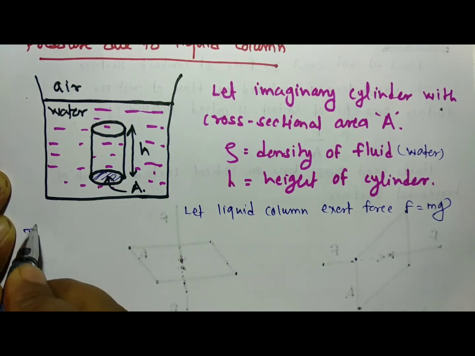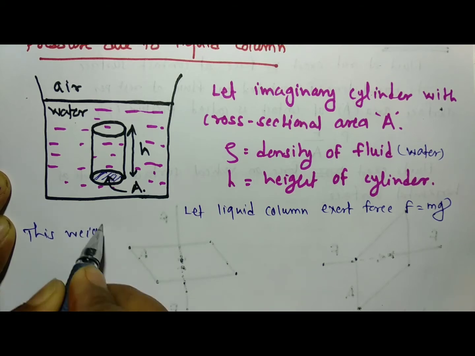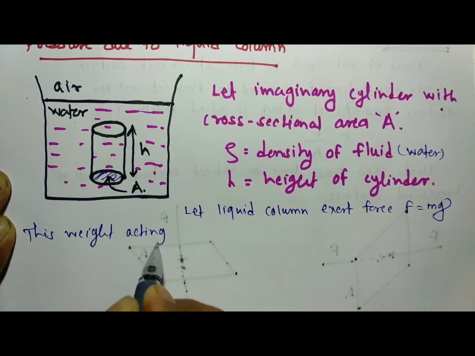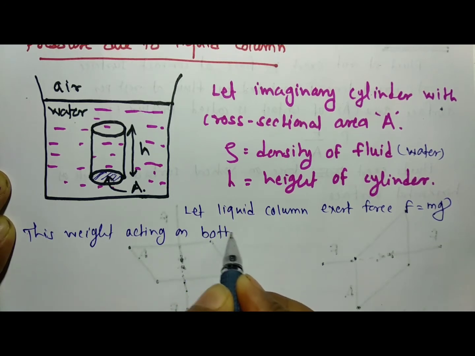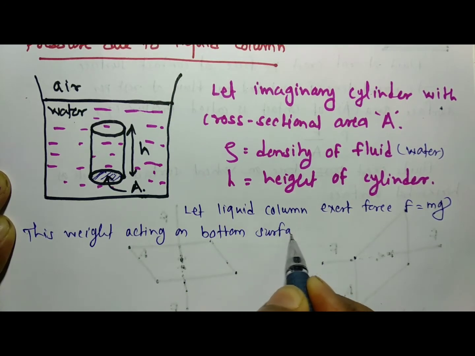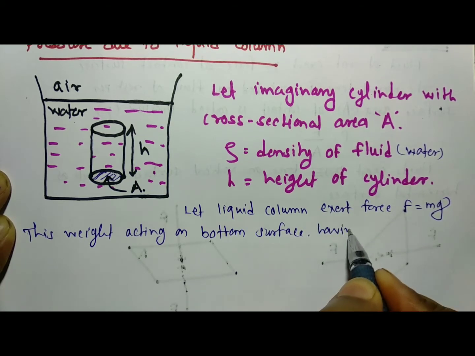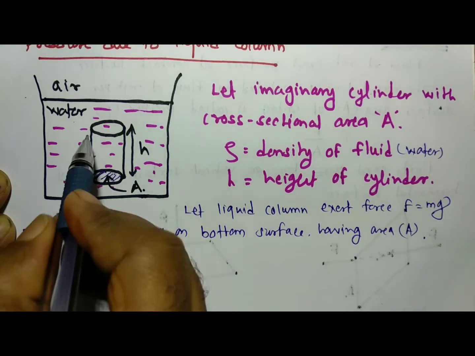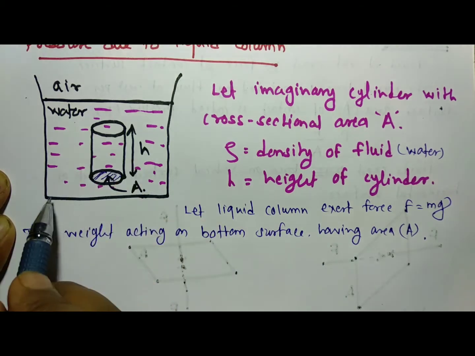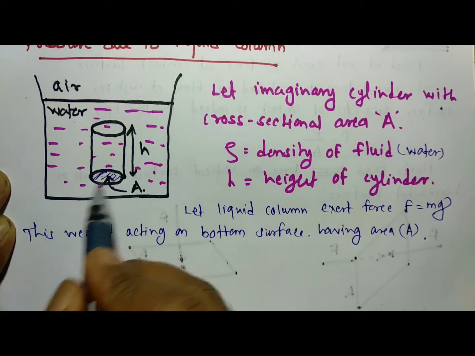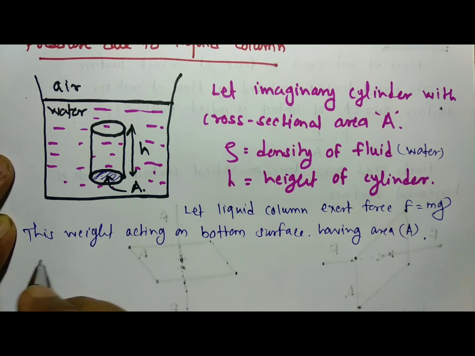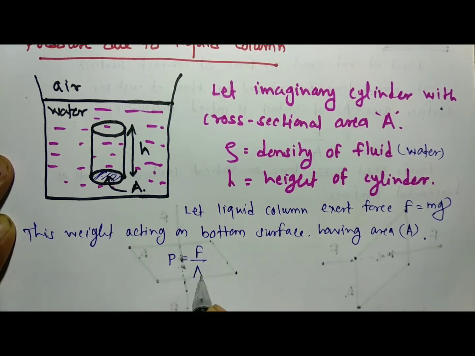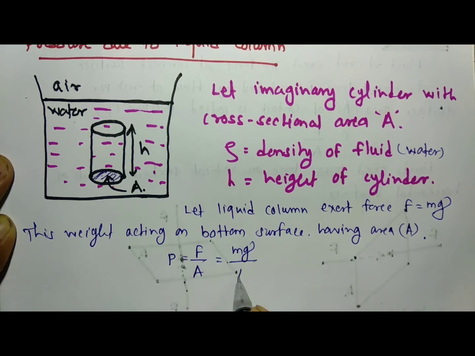That means this weight is acting on the bottom surface having area A. That means the force, or the weight of that liquid column, is acting on that area. Then according to the definition of pressure, pressure is equal to force divided by area, the force exerted per unit area, and the force is nothing but mg, so P equals mg divided by A.